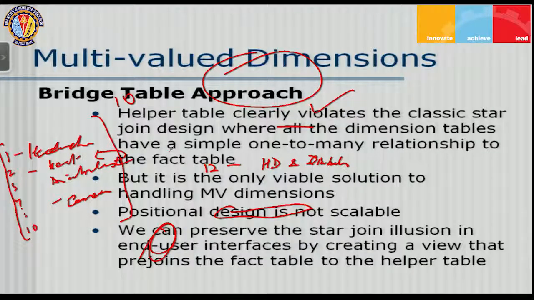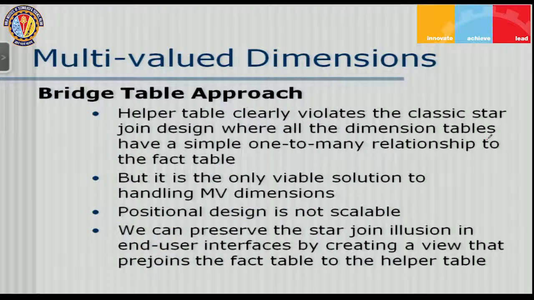So this is a bridge table. A bridge table clearly violates the classical star schema, right? Classical star join design, where all the dimension tables have a simple one-to-many relationship to the fact table. So in a typical setup, what we have is a fact table, a dimension table, and a crow's foot on this side always.